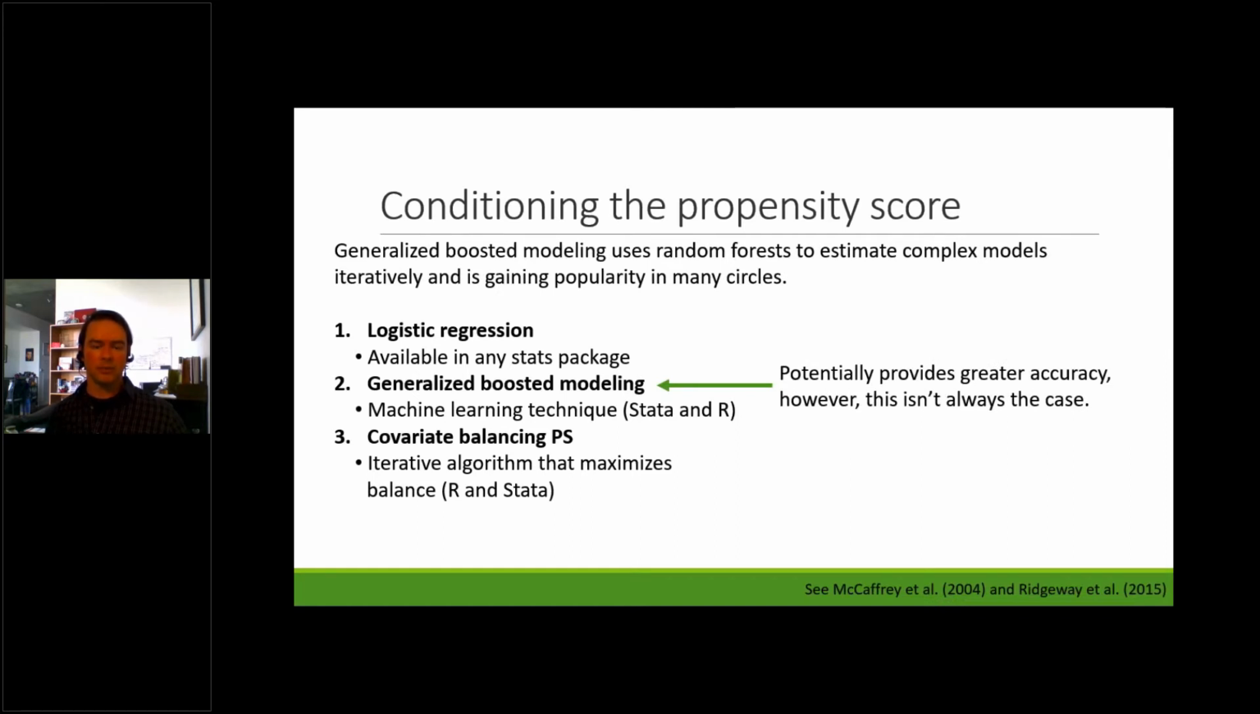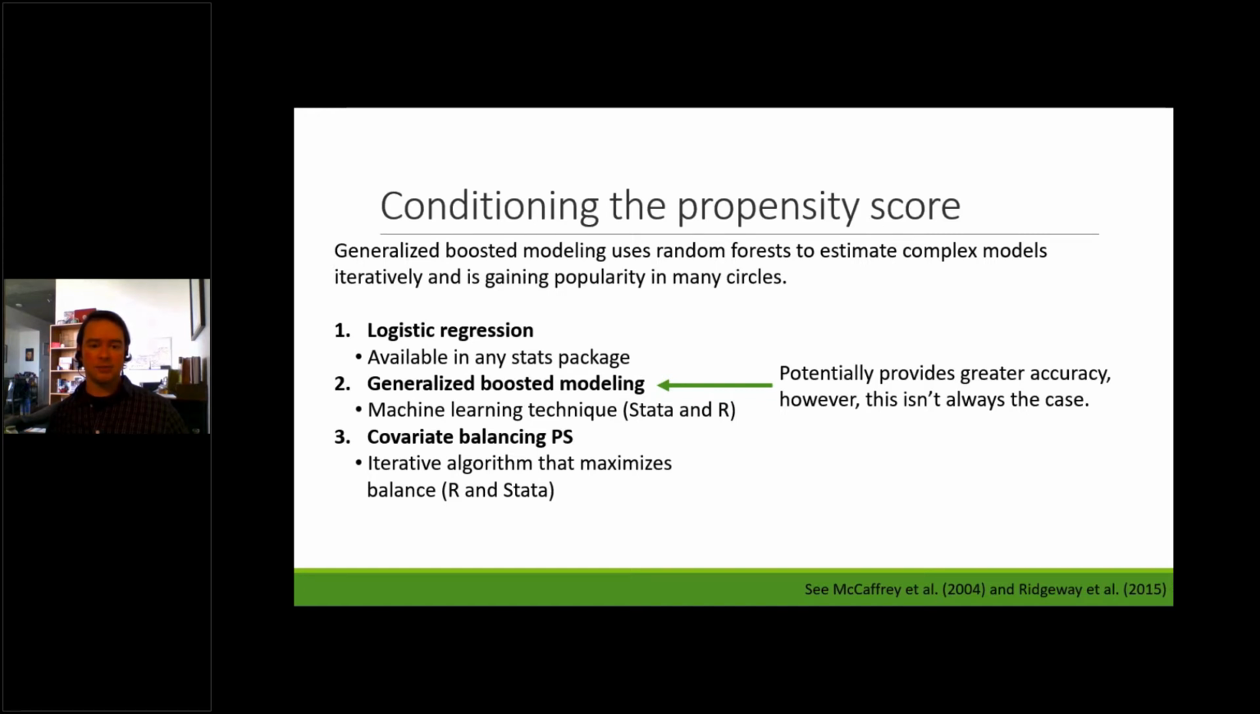Boosted regression is one of the approaches thought to yield greater accuracy in predicting when somebody gets the treatment. It uses machine learning, specifically random forest techniques, to estimate complex models iteratively to find a good fit that doesn't depend on linearity or the additive nature of measures used. The problem is that the iterative algorithms like this must have some type of stopping logic. And generalized boosted modeling does not have the best stopping rules. The user must indicate the number of iterations the model uses, and in doing so, it becomes a guessing game.